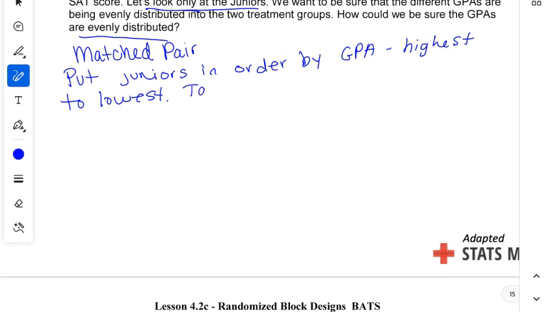And then what you'll do is you'll take the 2 that are up next to each other. So you start out, take 2 highest GPA. And you want to assign them either online or in person. So we have 2 options. So an easy way to do this is flip a coin, and that'll tell them what kind of course they're going to take, online versus in person. Flip a coin.